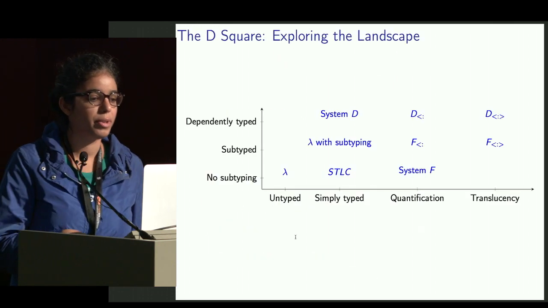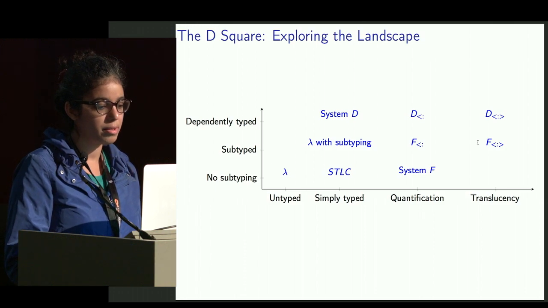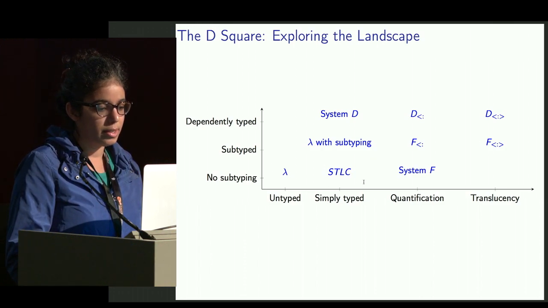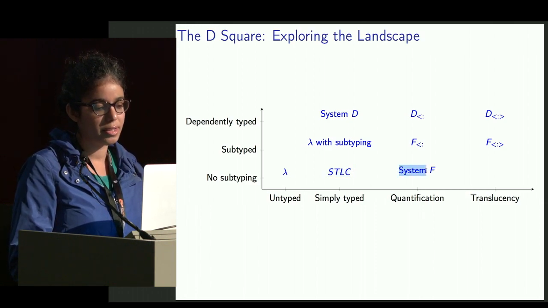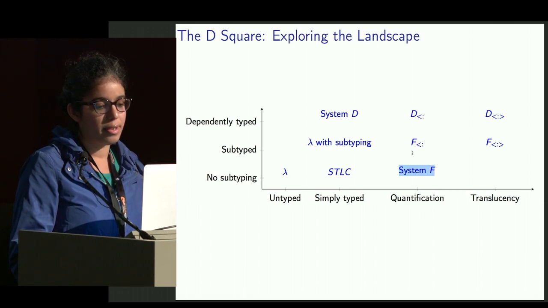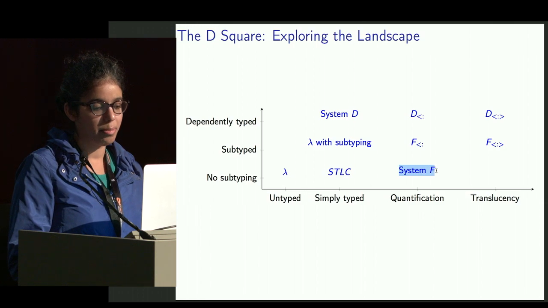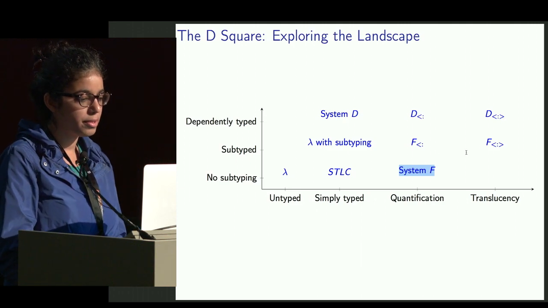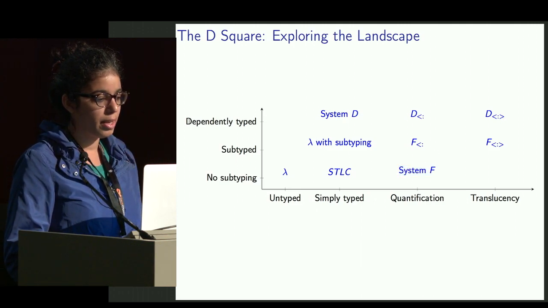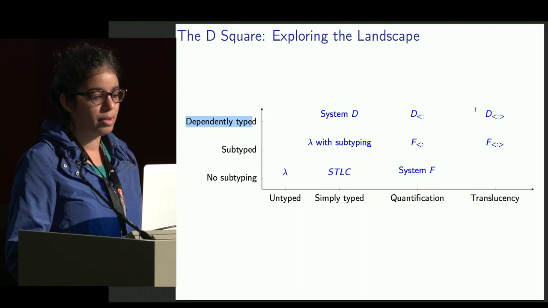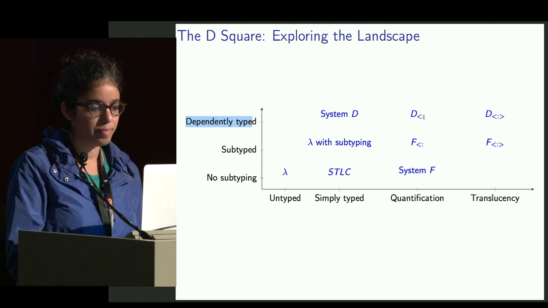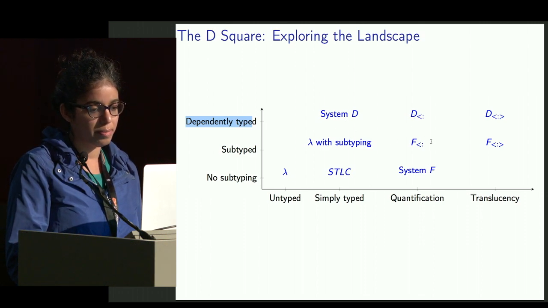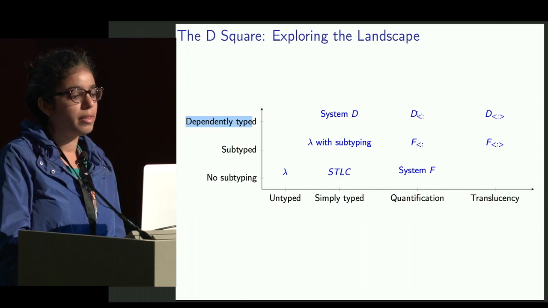And just to give an idea of how we got there, we really explored a landscape of things, starting with the simply typed lambda calculus, and then adding quantification to get system F. And so this is the part where we add the type parameterization, and then also adding translucency to get the lower bounds and the upper bounds, and on another dimension, adding these path-dependent types to get to these systems that are closer to DOT.